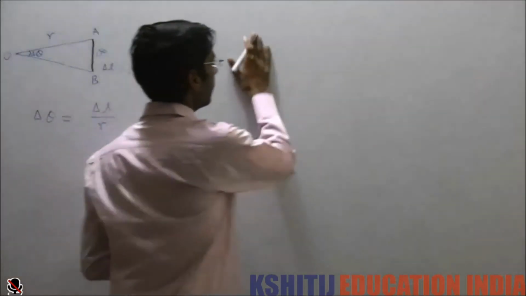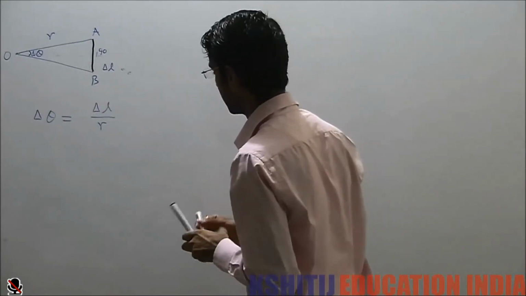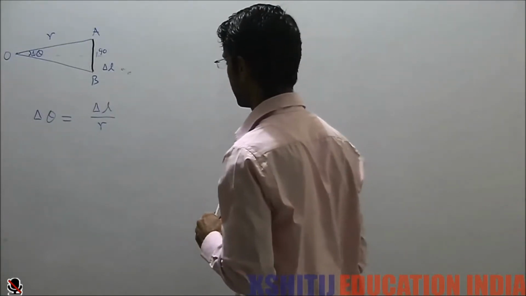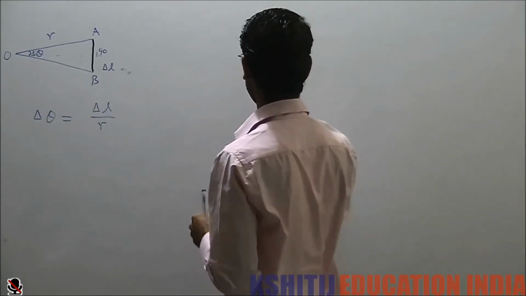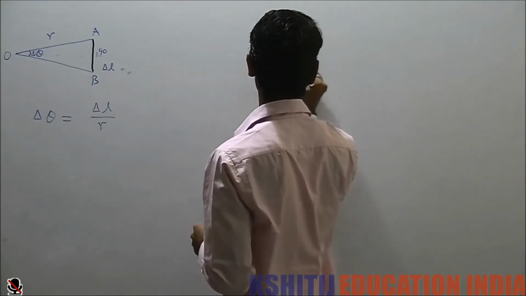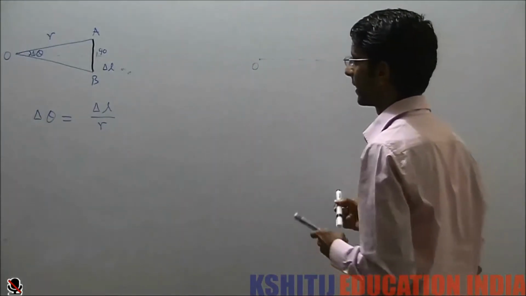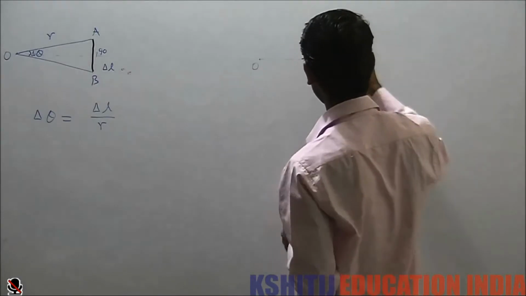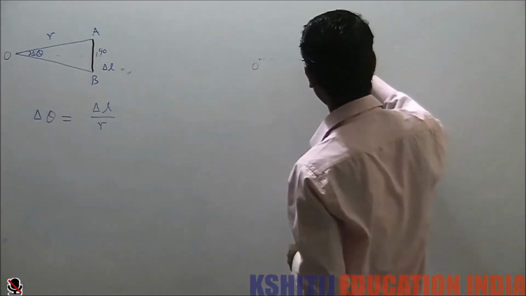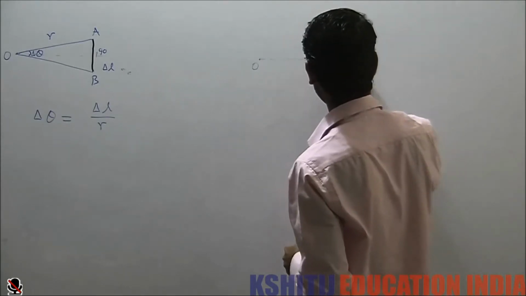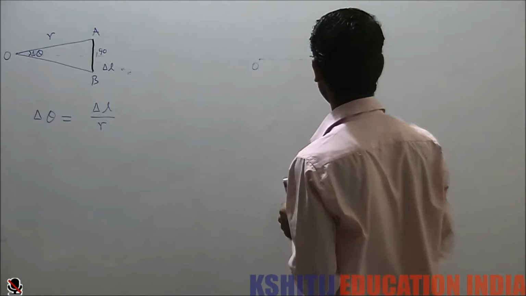Now, let's say we are interested in finding out this angle theta for a plane case itself from a point O, the similar setup. But this time, what is happening? This delta L is not perpendicular to this. That means it is, let's say, inclined by some angle. So this is now delta L.